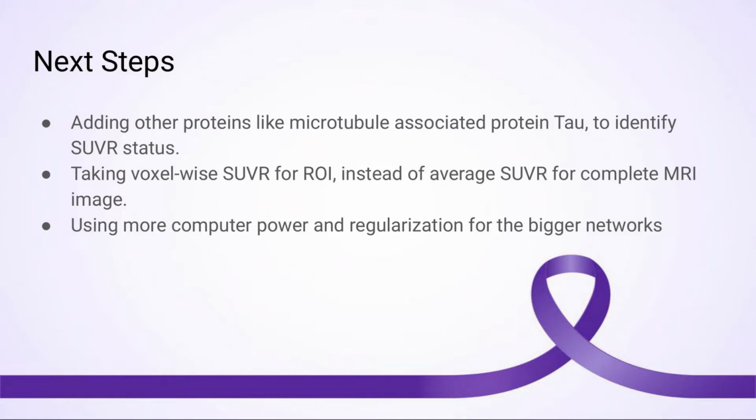Some possible next steps are adding other proteins like microtubule-associated protein tau to identify SUVR status. Another possible approach is to take voxel-wise SUVR for the regions of interest, instead of averaging the SUVR for the complete MRI image. We could also use more compute power and regularization for the bigger networks.